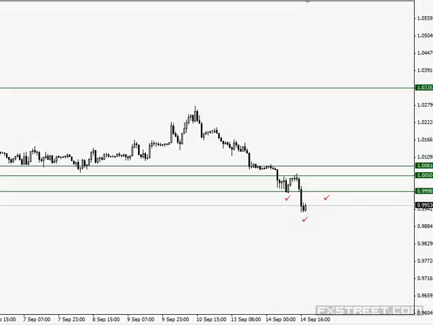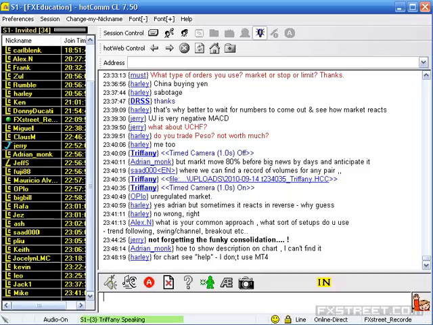Oh my gosh, lots of questions I'm missing. Holy cow, let's see. Guys, not forgetting the funky consolidation yet. I had it in my watch list updates this morning. The funky consolidation on that. You're funny.